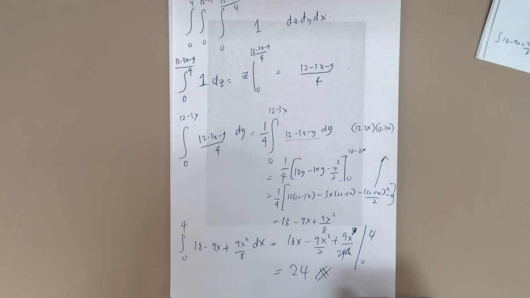So better you check with your friend. If you didn't get 24, better you check with your friend. So this is what I mean. You can solve with any type: type 1, type 2, type 3. You can choose any, but the final answer must be equal. The final answer will give the same answer.